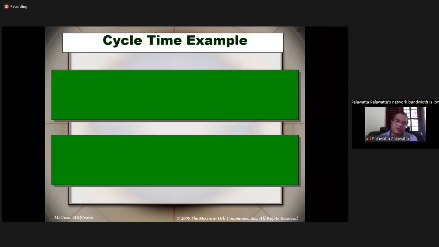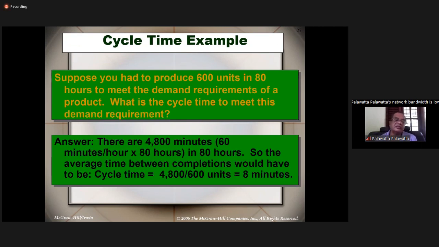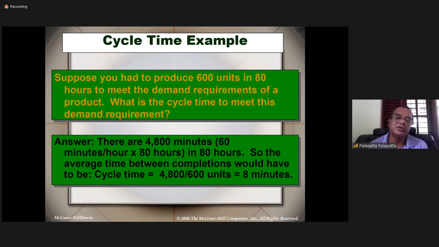Let's take cycle time. Suppose you had to produce 600 units in 80 hours to meet the demand requirements of a product. What is the cycle time to meet this demand requirement? There are 4,800 minutes in the 80 hours. So 80 multiplied by 60, you get 4,800.